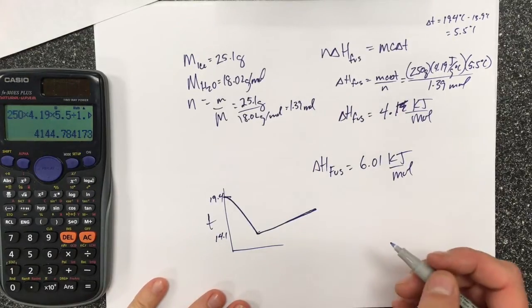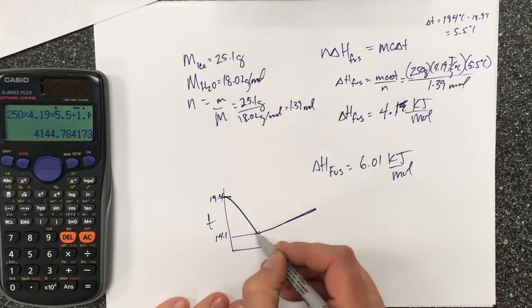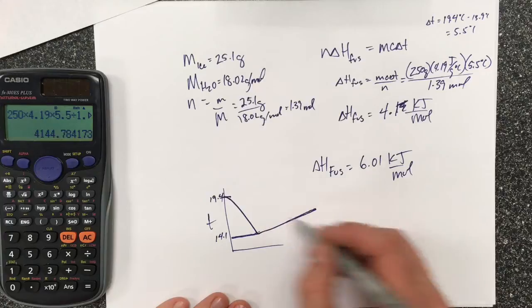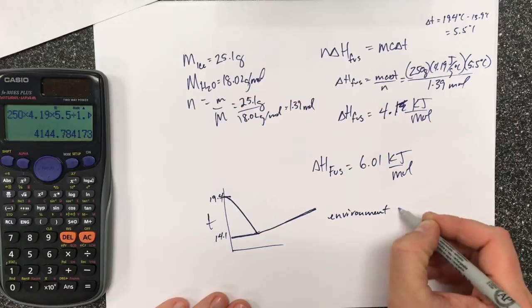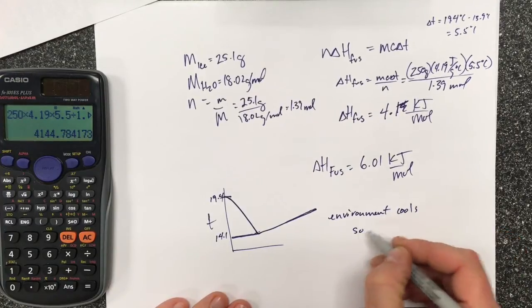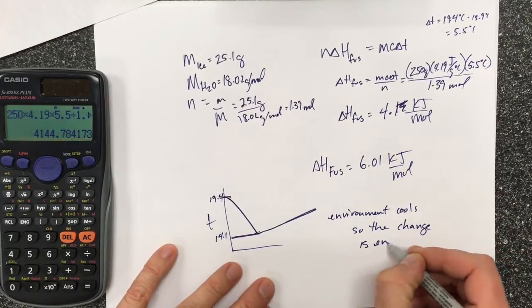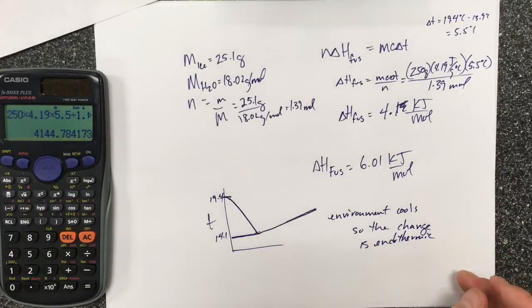Is the process happening to ice endothermic or exothermic? Well, ice is melting. So the ice is going to be taking energy from the environment, right? So the environment cools. So the change is endothermic, right? It's an endothermic change. The heat is being taken from the water and used to change the ice. More bonds are now being broken between the ice molecules, making them into liquid water.